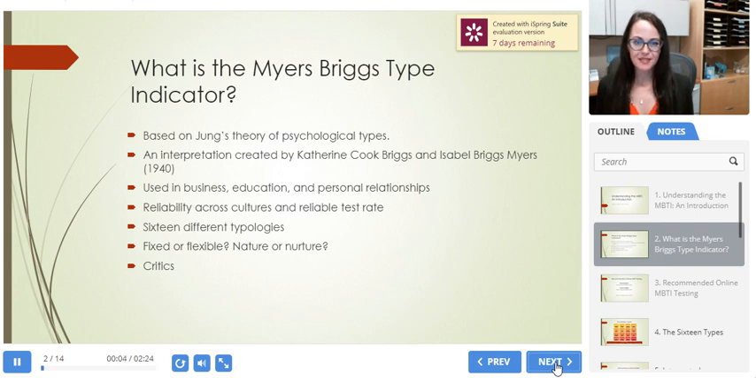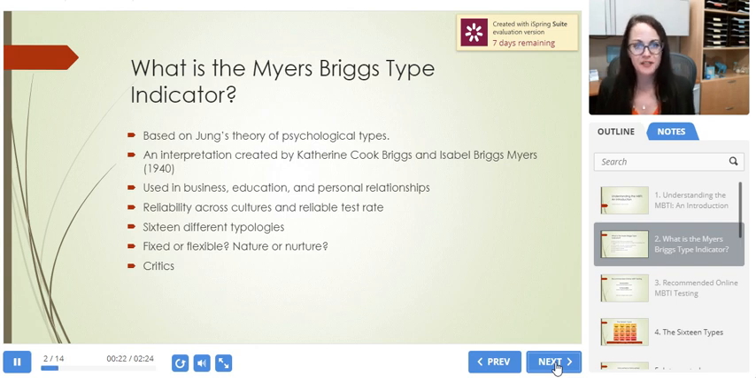So, what is the Myers Briggs Type Indicator, also known as the MBTI? It's a personality assessment based on Jung's theory of psychological types, and it was created as a translation by a mother and daughter duo, Catherine Briggs and Isabella Briggs Myers, back in the 1940s.